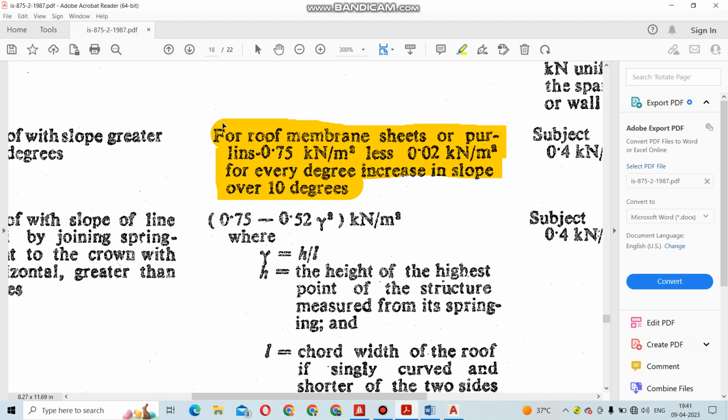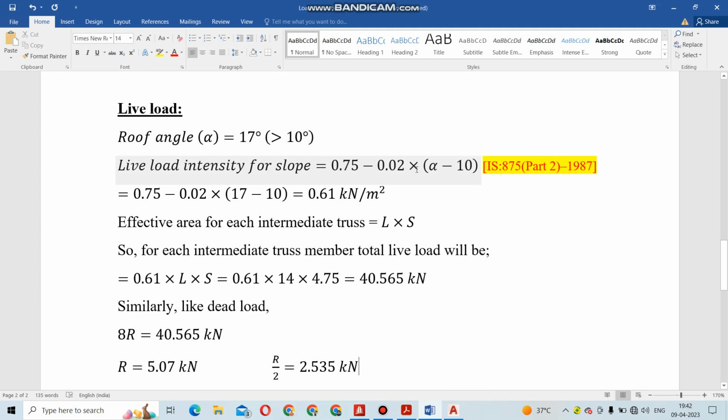Here it is written, and I have already highlighted it: for roof membrane sheet or purlins, 0.75 kilonewton per meter square less 0.02 kilonewton per meter square for every degree increase in slope over 10 degrees. This means if the roof angle is 10 degrees or below, then the load will be 0.75 kilonewton per meter square. But when the angle increases by 1 degree from 10 degrees, the load is reduced by 0.02 kilonewton per meter square. I have written this as the formula 0.75 minus 0.02 into (alpha minus 10). Using alpha as 17 degrees, we get 0.61 kilonewton per meter square.